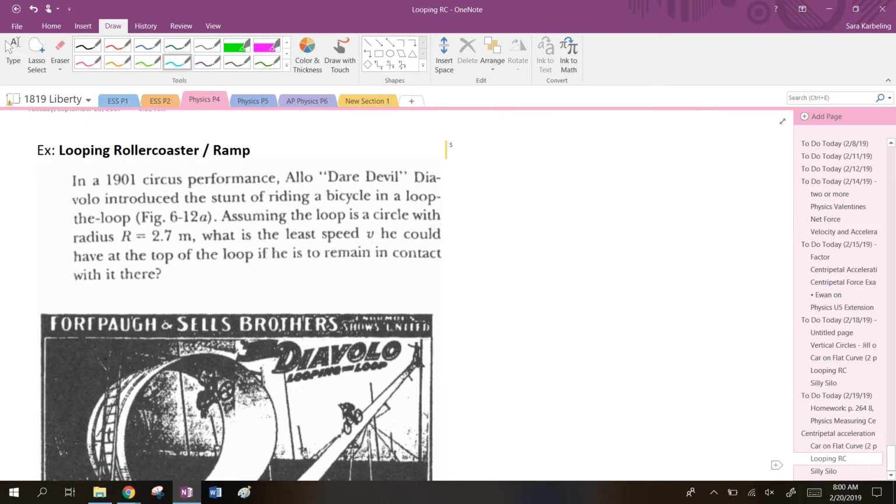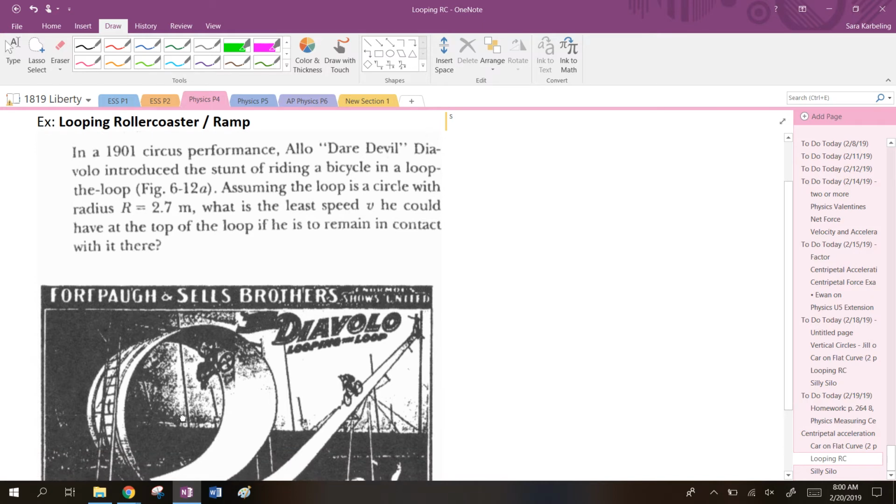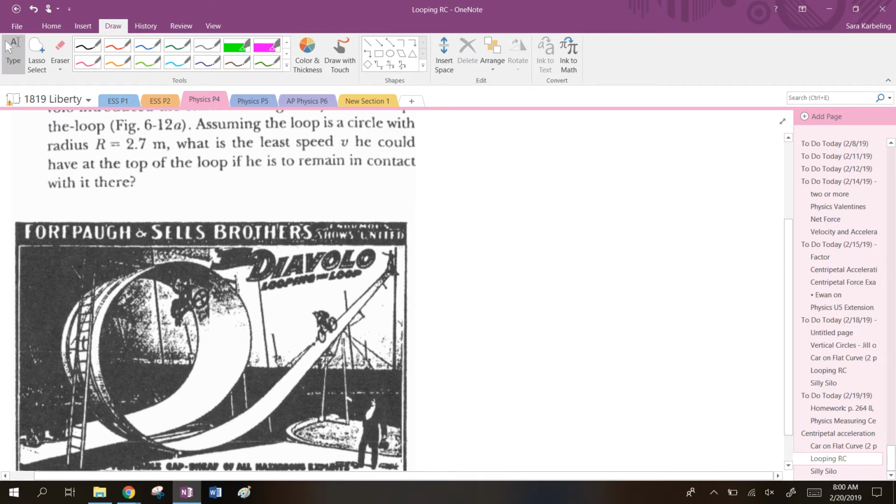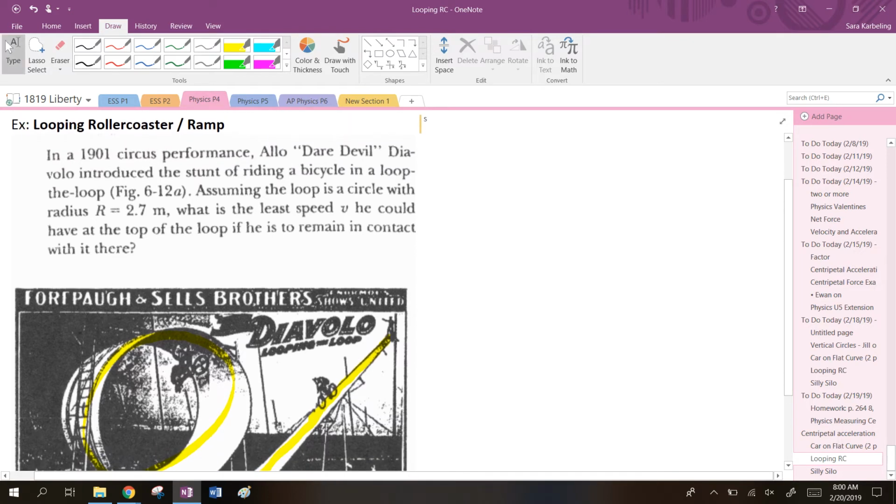And now we'll take a look at a looping roller coaster. So this specific question is not about a looping roller coaster per se, but it's about this individual who I would not choose to do this. I just want to make that clear, but who would ride his bicycle down this big hill, converting potential to kinetic energy, as we know, and then go up this crazy loop and around and down. And people would pay money to watch him do this ridiculous stunt, which is all well and good.